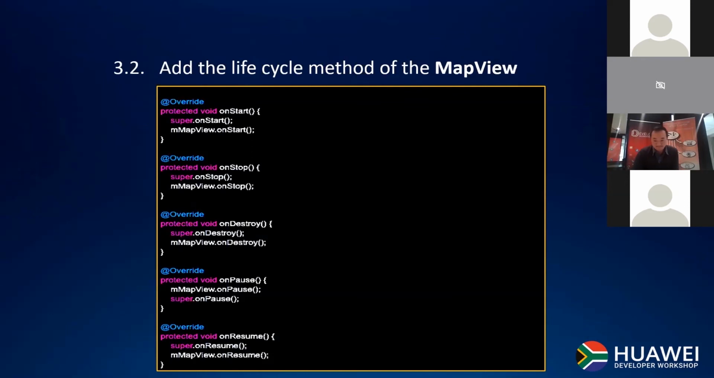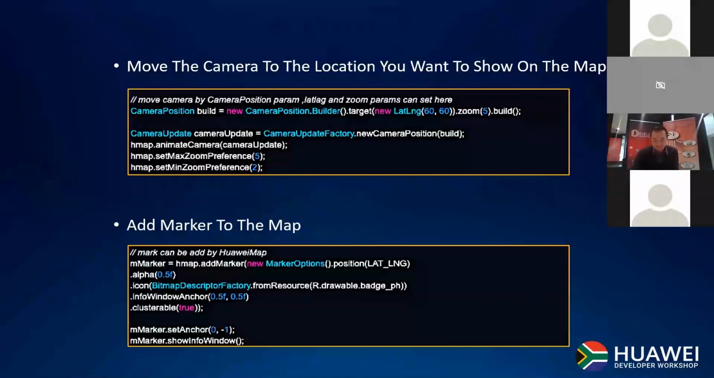What then follows are the extra features that can be added to your application, which will be contained in your Java activity. These features are having to move the camera to a specified location on the Huawei map by using the camera position class, as well as adding a marker to the map to represent a specific location by the use of the marker class.